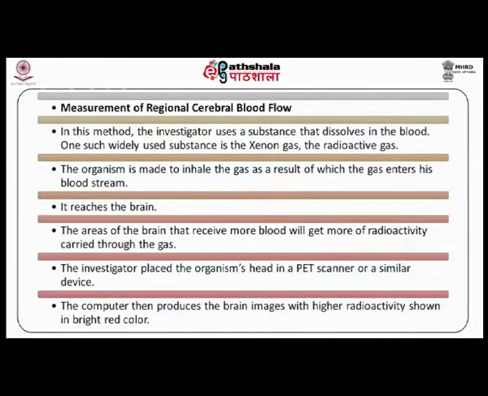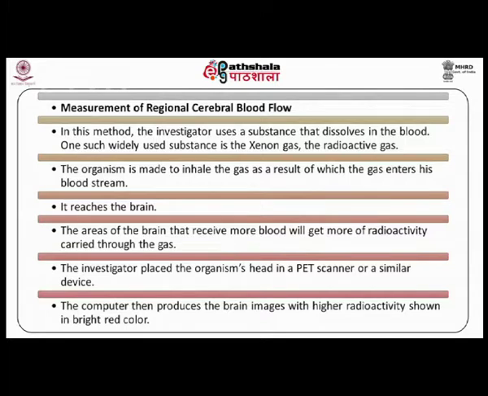In this method, the investigator uses a substance that dissolves in the blood. One such widely used substance is the xenon gas, a radioactive gas. The organism is made to inhale the gas, as a result of which the gas enters its bloodstream.